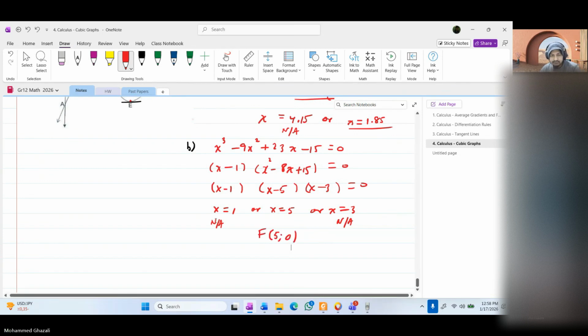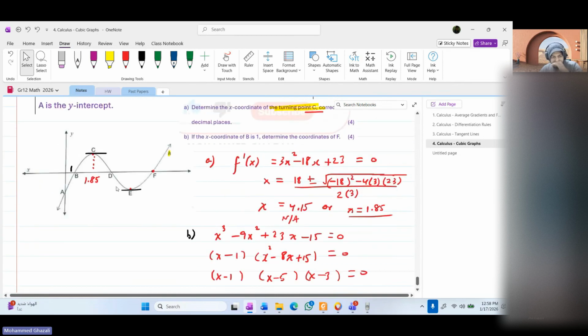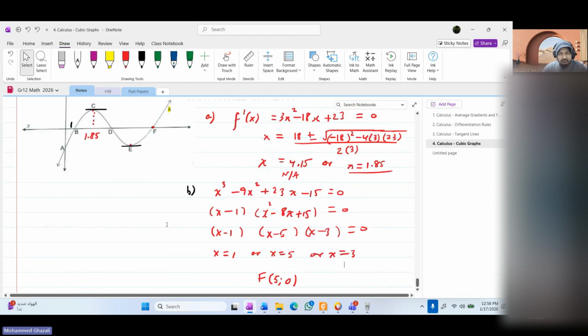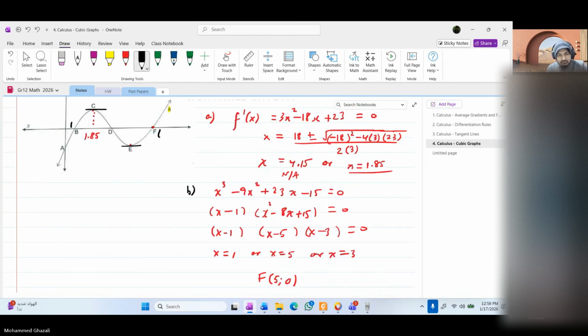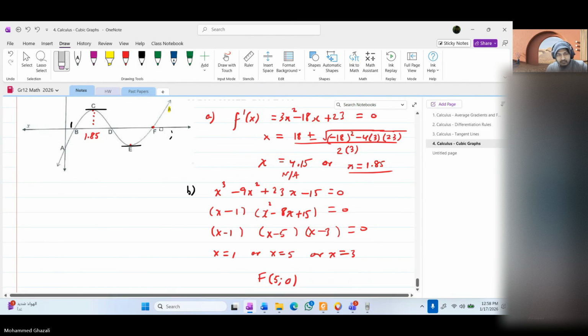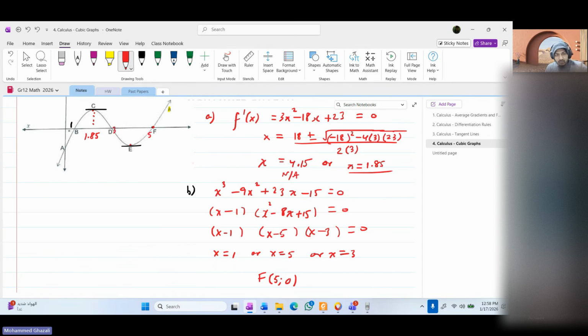Okay, you don't need to write not applicable, not applicable, because you know what they wanted: determine the coordinates of F. F is 5, 0. Let me just put a 5 here, and that's a 3. So we got 1, 3, and 5. All right, great. Next question.